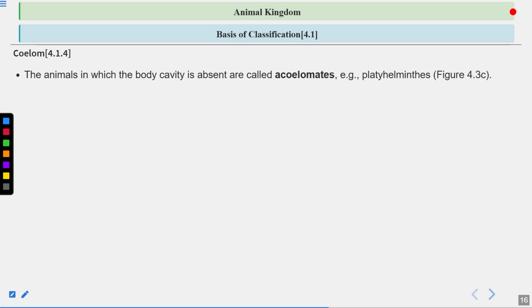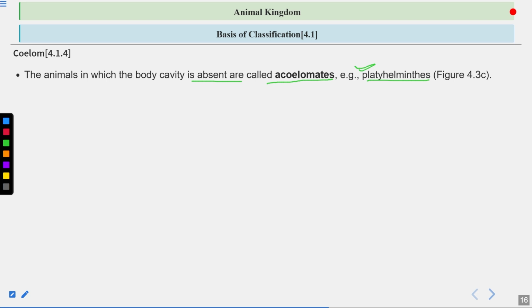Now the animals in which the body cavity is totally absent, no body cavity, are acoelomates. That is the Platyhelminthes. The Platyhelminthes do not have a digestive system. They absorb the digested food material from their body surface. So that is why they do not have this digestive system.